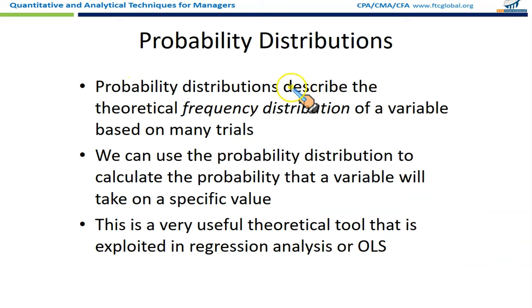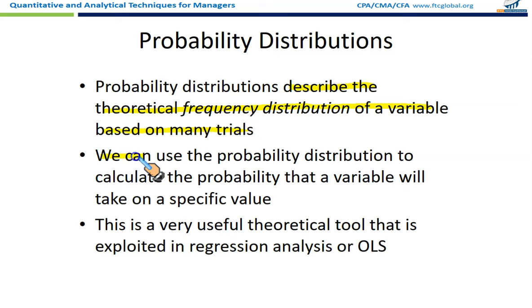So these probability distributions describe the theoretical frequency distribution of a variable based on many trials. You flip a coin 100 times or you roll a die 500 times. So these probability distributions are like big charts that show us all the possible outcomes of something and how often each outcome is expected to happen if we do something over and over again. So they're like a weather report for numbers, like a weather report predicting the chance of rain. A probability distribution predicts the chance of different things happening, like how many times you're likely to get a head when the coin is tossed 100 times, or what is the probability of getting a 6 when you roll a die 500 times, let's say.